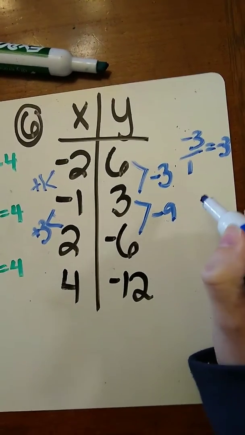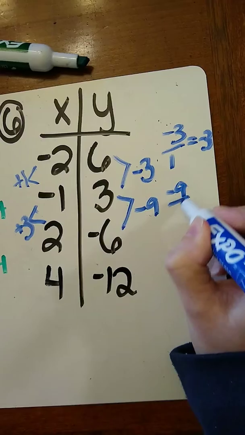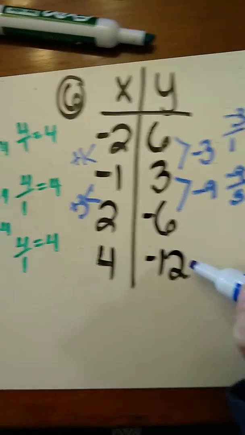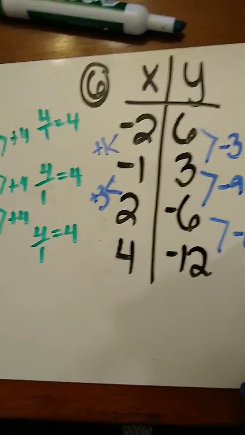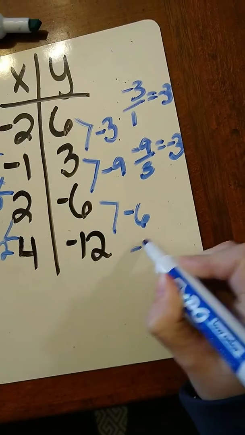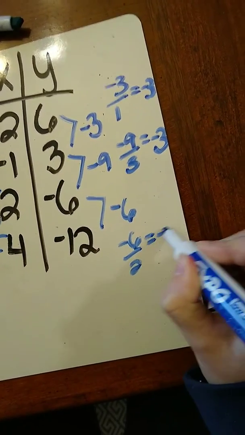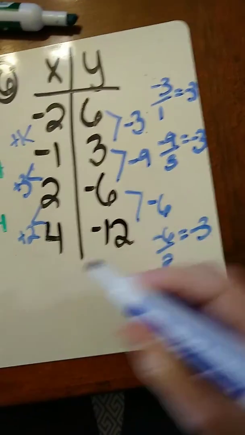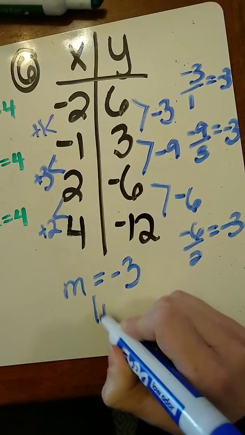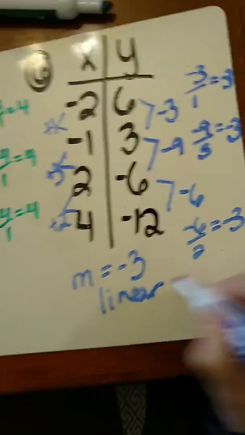So you do the y over x. So -9 over 3 is -3. To get from -6 to -12, you have to subtract 6, and to get from 2 to 4, you have to add 2. So that would be -6 over 2, which is also -3. All three of these are the same. Therefore, the line represented by this table is linear, and its slope is -3.